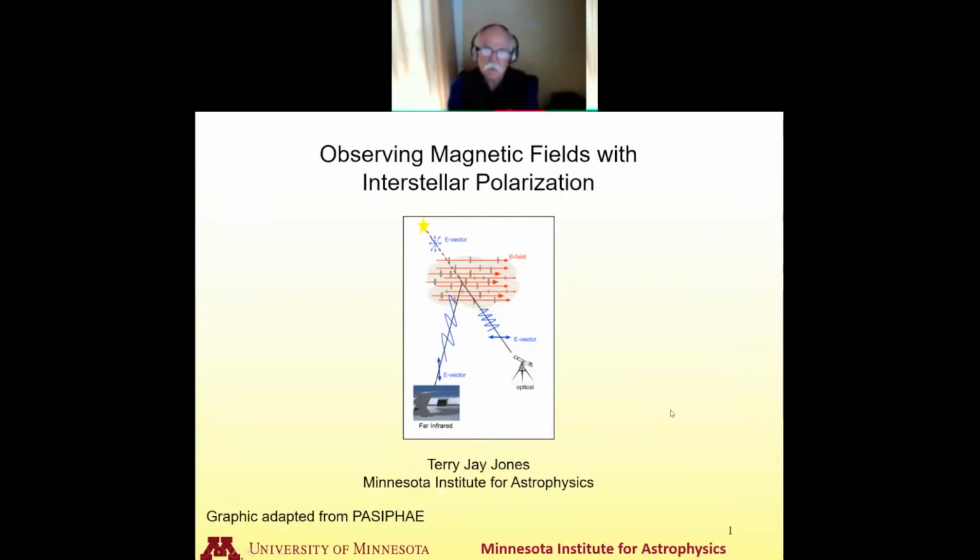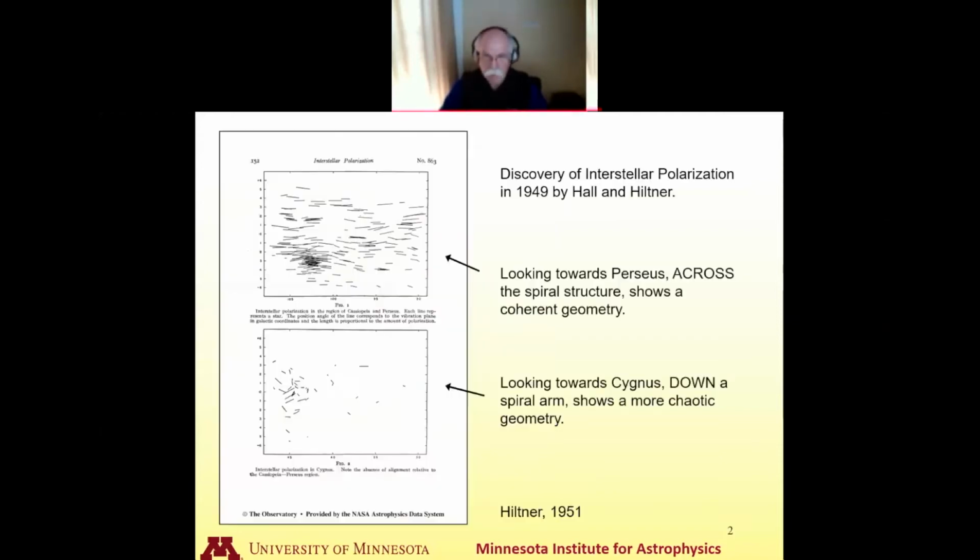So this is going to be a very broad brush, kind of general look at observing magnetic fields with interstellar polarization. And I'm going to be emphasizing far infrared polarimetry of galaxies using HAWC+ towards the end.